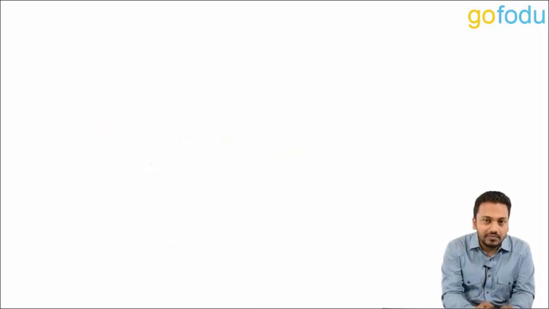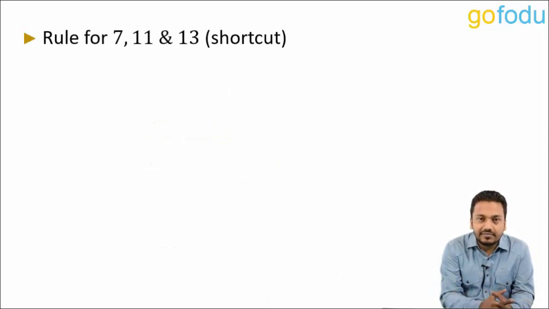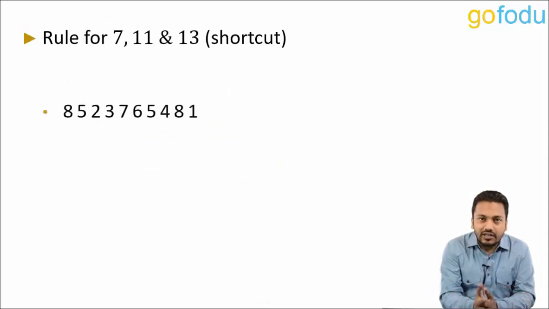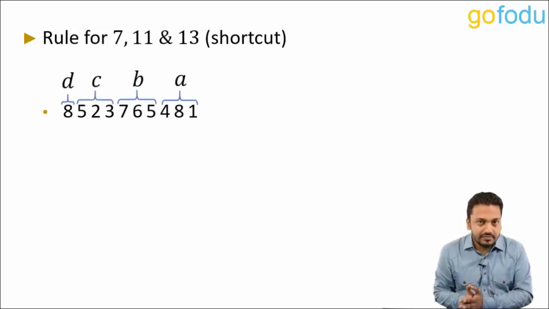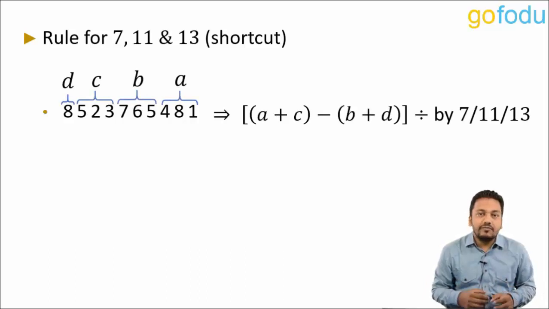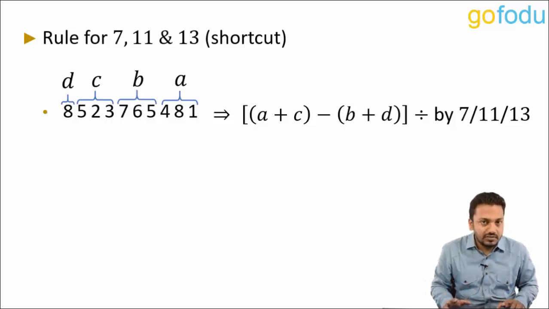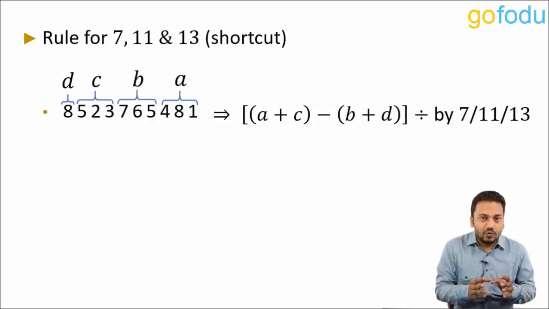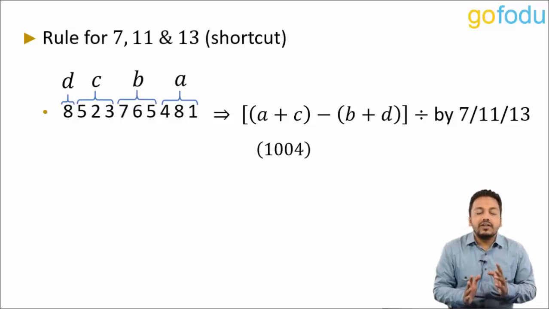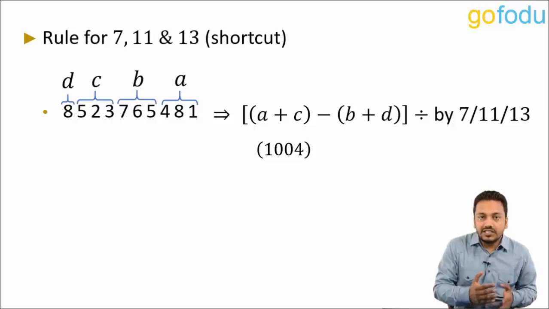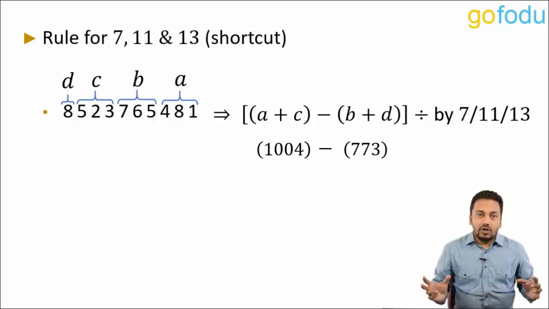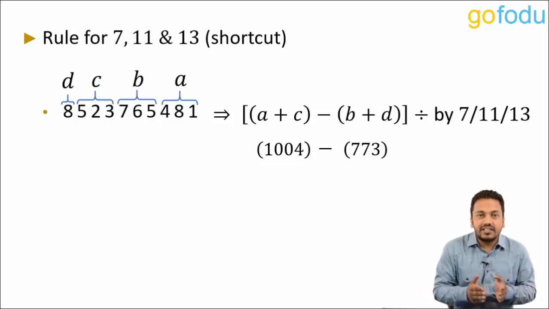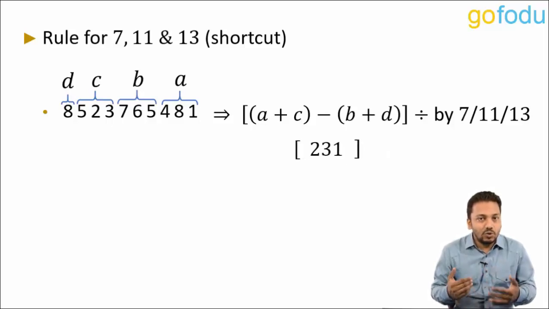Now there is one more rule for 7, 11 and 13. And it's a good one. Split the digits of the number in groups of 3 starting from units place. Add the alternate groups and then find their differences. What I mean is, here split the groups. A plus C is 481 plus 523, that will be 1004. B plus D is 765 plus 8, that is 773. Now take the difference, 1004 minus 773, that is 231.